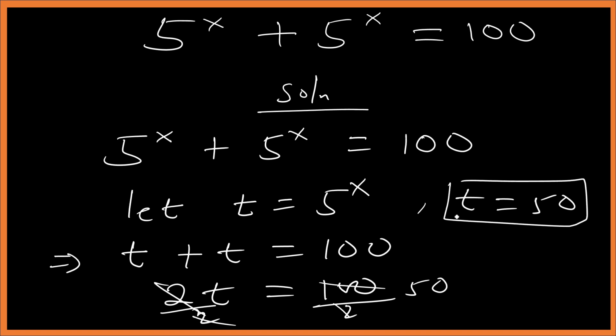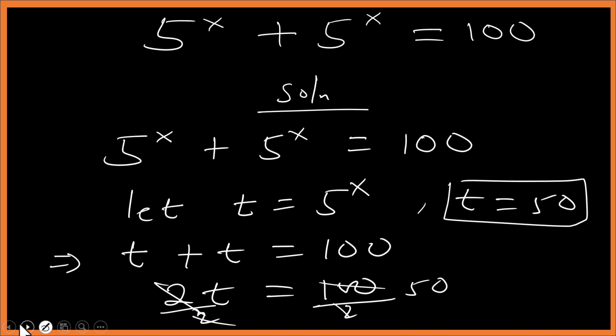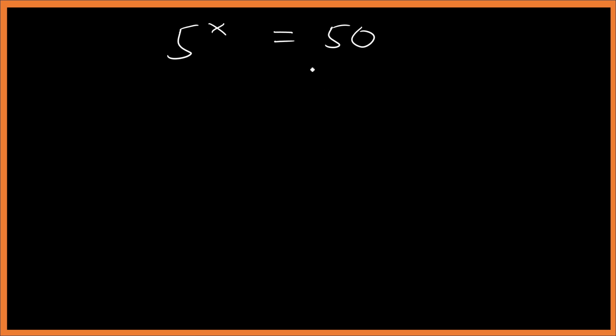Okay, so let's send t back to its position. So t is 50. So we have 5 raised to x equals 50. All right, so we have 5 raised to x equals 50.